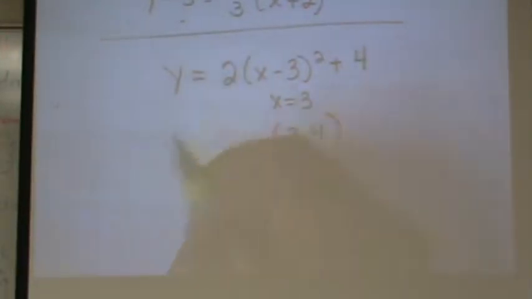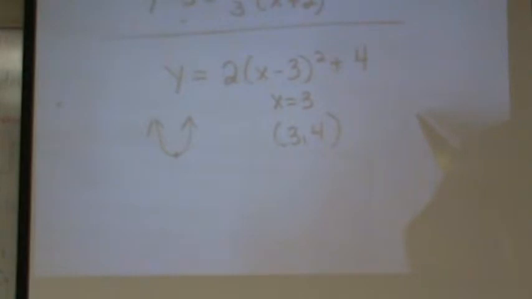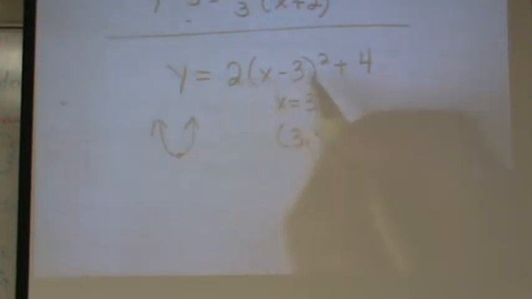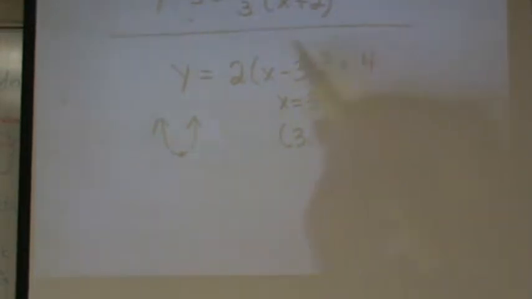We also talked about this number. If this is positive, our graph is going upward, and then our vertex is our minimum. If the a value, this is the a value, if a is negative, it's upside down. If it's upside down, then your vertex is the maximum. So if the a value is positive, it's the minimum value. If a is negative, it's the maximum value.